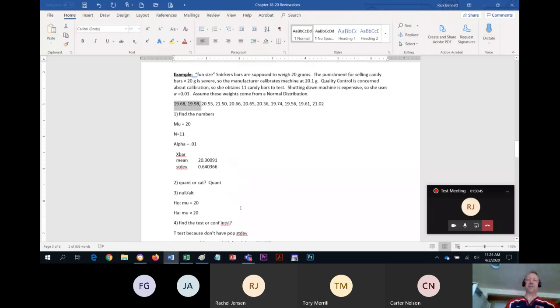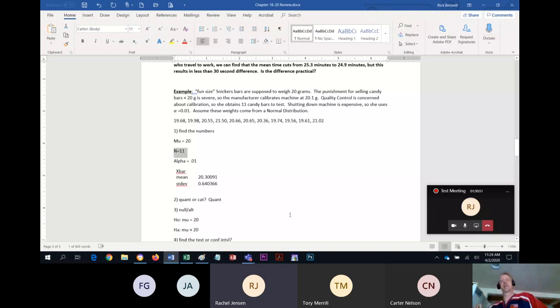Now, by the way, what about your sample size? Is your sample size large enough? No. No, but is it okay if I assume my weights are normal? Yes, it is okay. But it's a pretty small sample size, right? The reason why they use it is because shutting down the machine is expensive. So that's why they kept a small sample size.